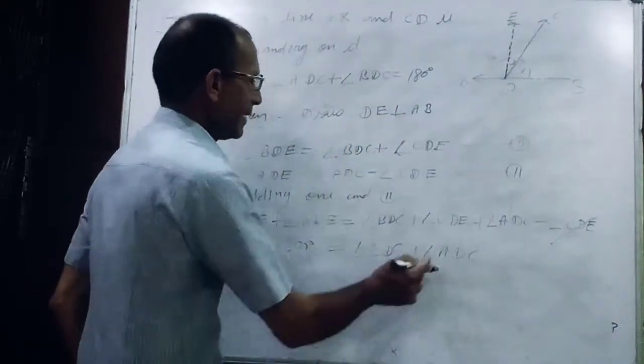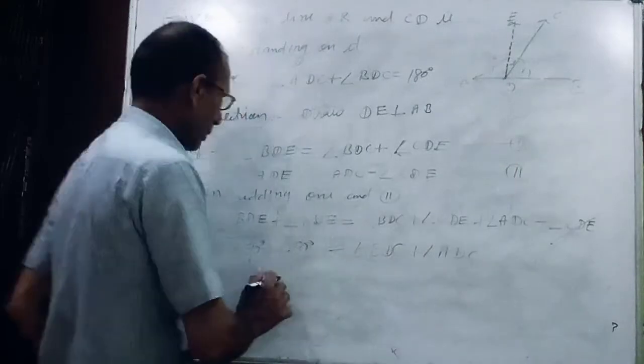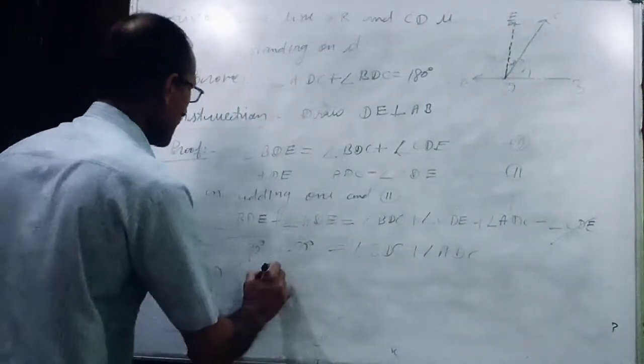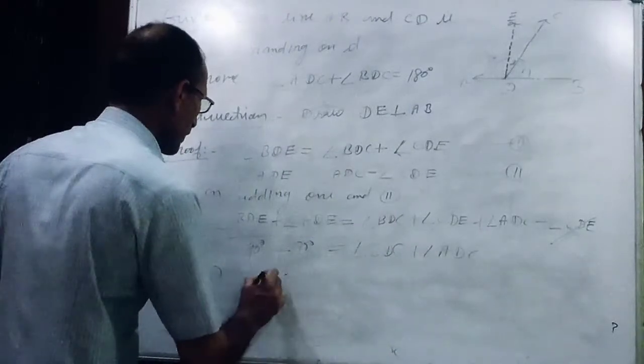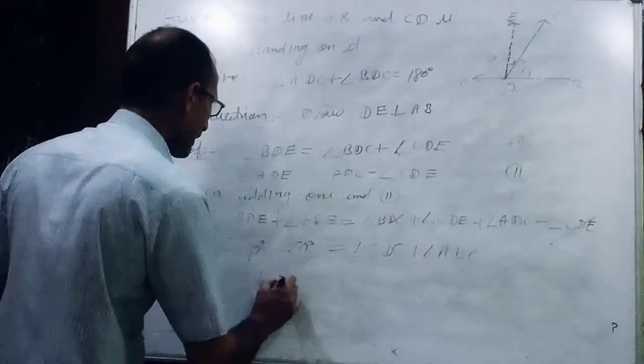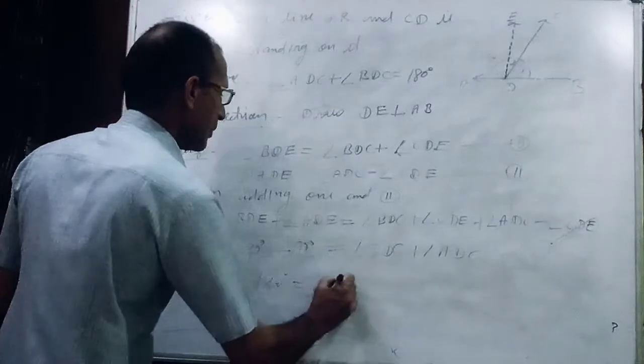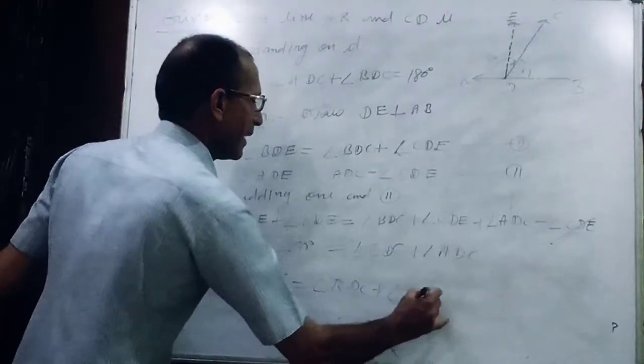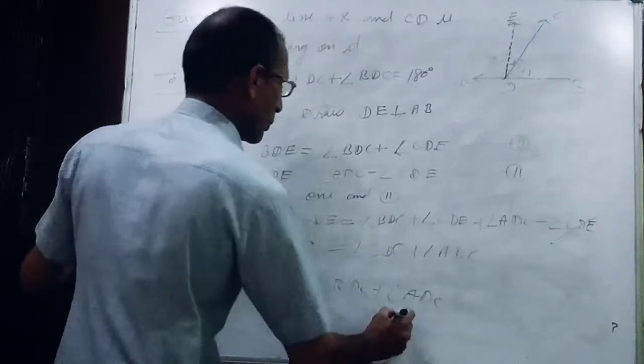So this side you can write this side also, no problem. 90 plus 90 becomes 180 degrees. 180 degrees is equal to angle BDC plus angle ADC. Hence proved.